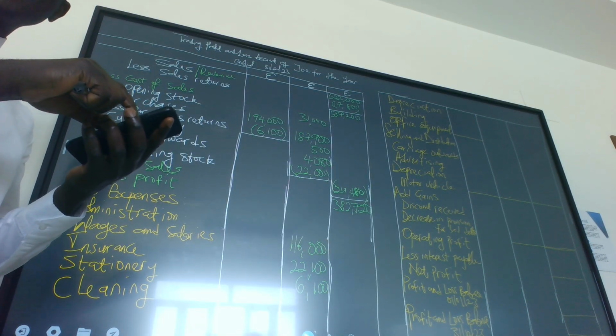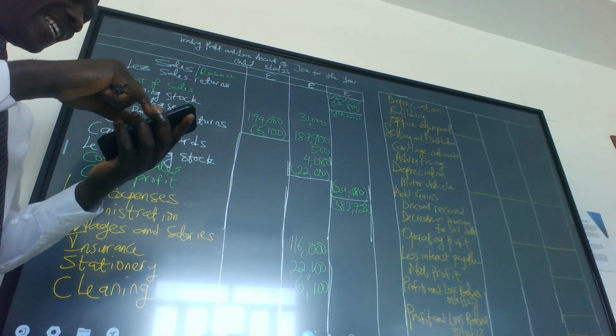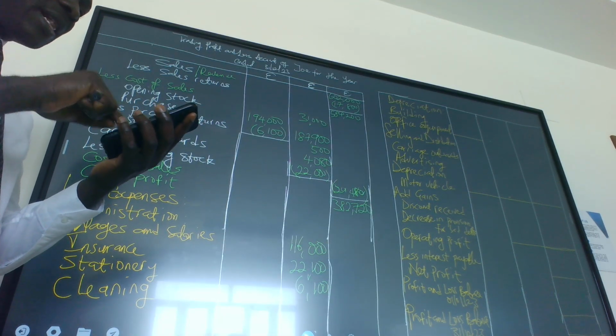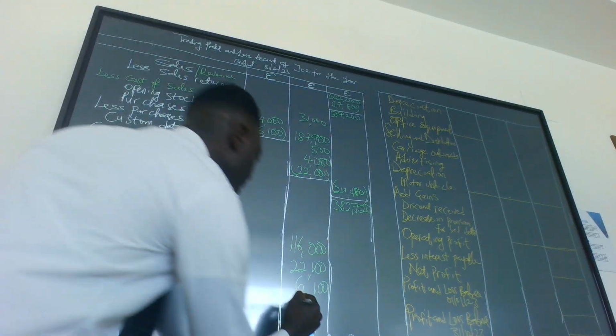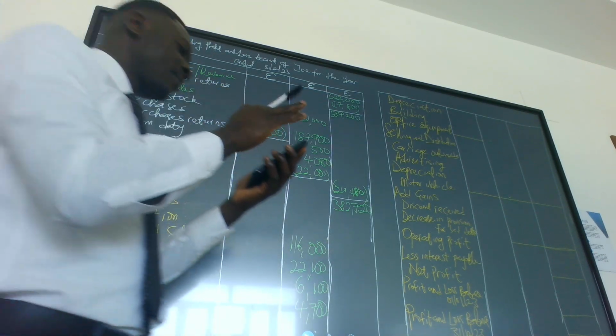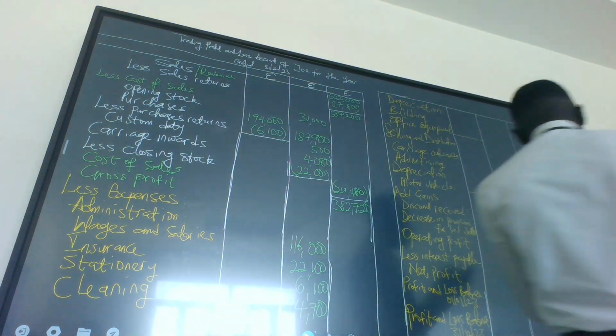Are you okay? Cleaning. How much is cleaning now? Cleaning is 4,700. Are you getting it, please? Let us start finding a way of getting your out.